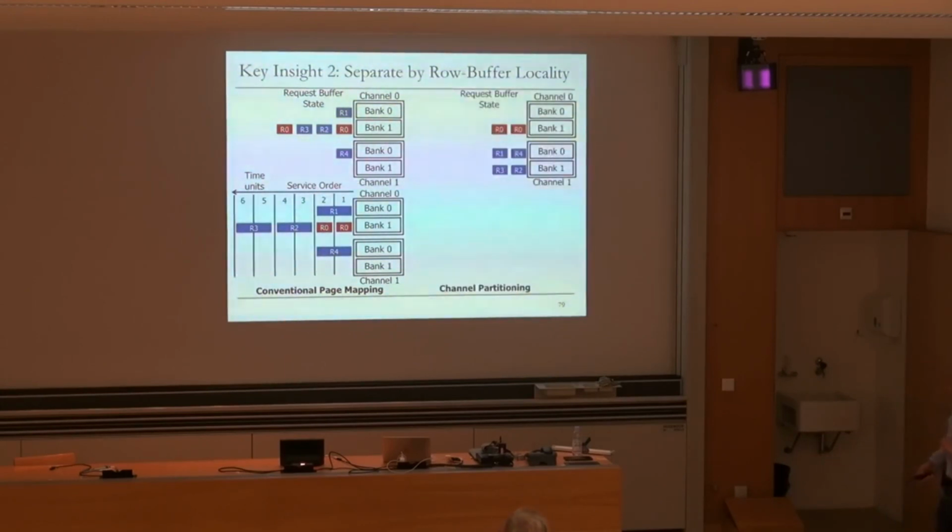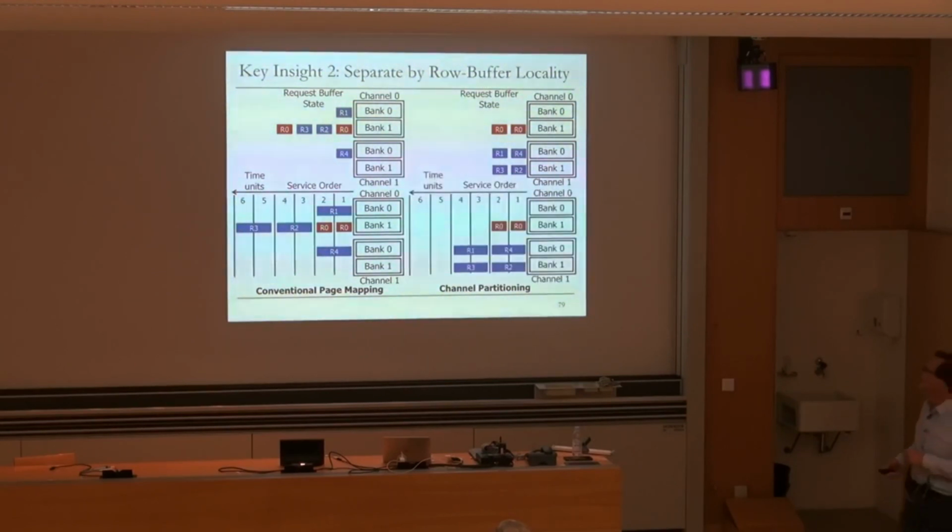Now, how can we fix the problem by channel partitioning? If we partition the applications to different channels based on row buffer locality, red application has good row buffer locality, it goes to this channel. Blue application has not so good row buffer locality, it goes to this channel. So you separate by that, and you get this, basically. Again, you save cycles in the blue application.